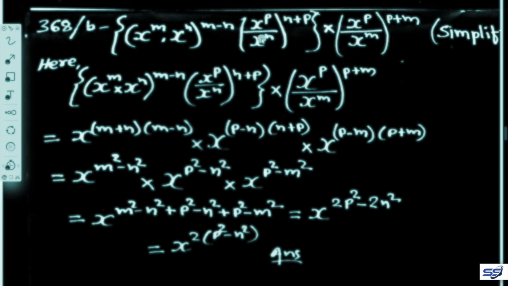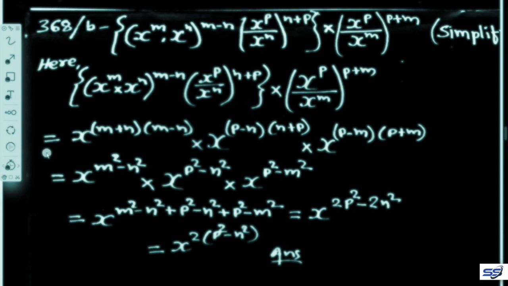Here we are given a simple problem, and this is to be simplified. Now x to the power m into x to the power n, whole power m minus n, and in the bracket x to the power p upon x to the power n, whole to the power n plus p, into x to the power p upon x to the power m, whole to the power p plus n. The question is written as usual here.